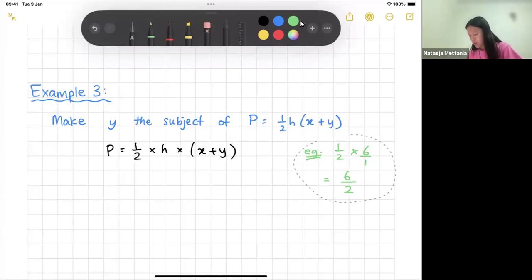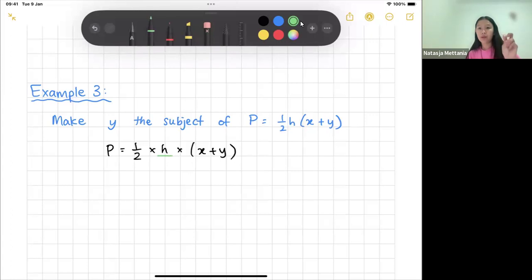So that's the gist. The reason why I wanted to explain that first is because it applies to this question here. I've got half times h times bracket x plus y. This h here is actually a whole letter, so it has an invisible 1 here. And this bracket x plus y is also a whole something, so it has an invisible 1 as the denominator.